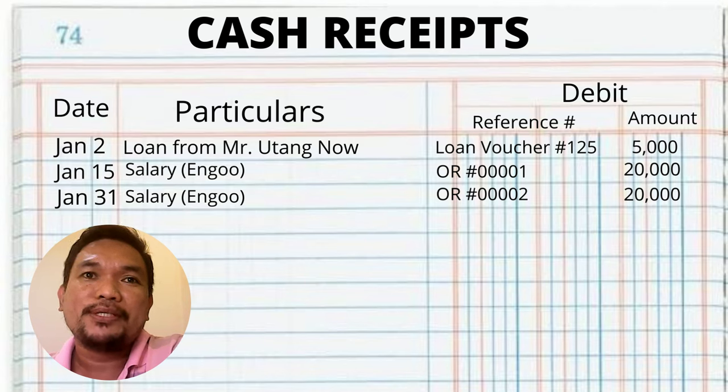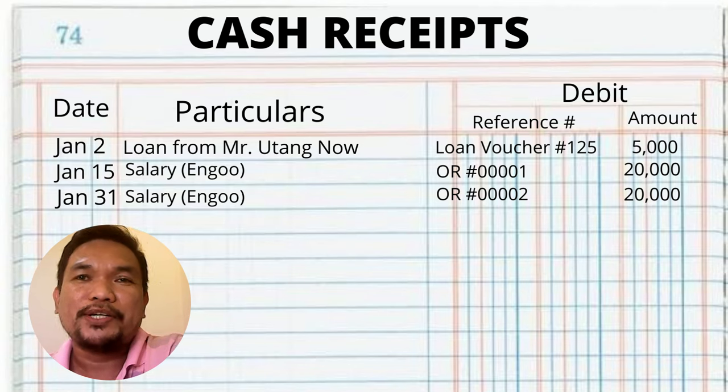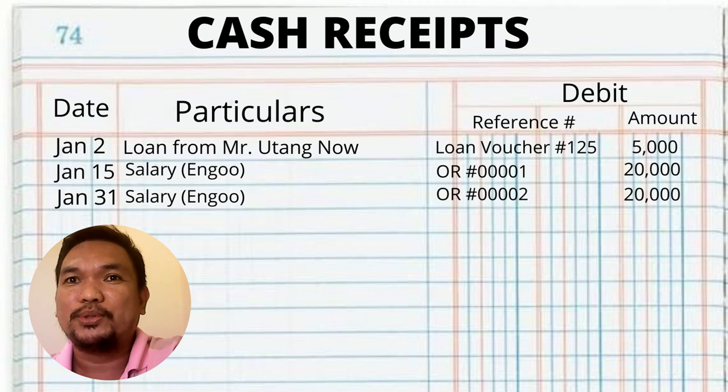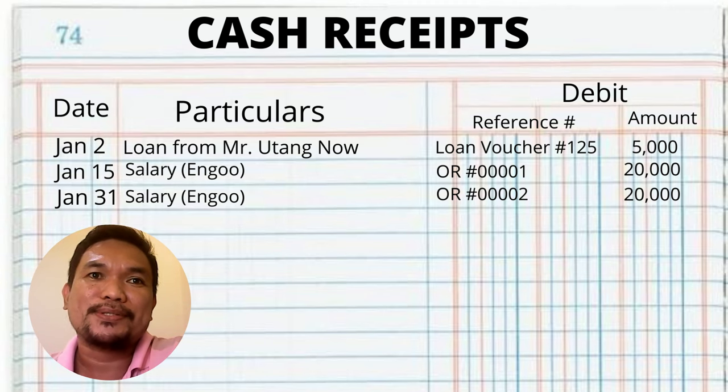For example, in January 2, we have loaned from Mr. Utang Now. And then, for example, yung number ng voucher is 125, loan voucher, and then for the amount of 5,000. In January 15th and January 31st, it's a salary that we have received. So, of course, sariling OR mo yung nirelease mo dito. So, you will have OR number, for example, 001, and then the next one is OR number 002, both for 20,000 pesos.